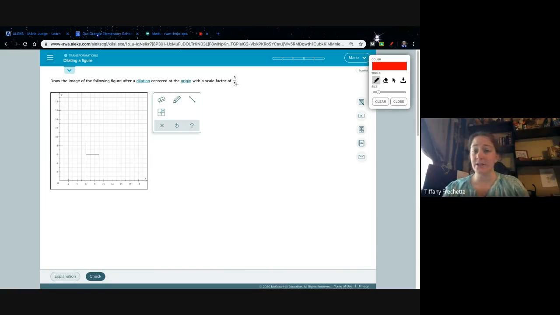Is it a little easier to look at the improper fraction when we're doing this? Yes, and I'll explain why in a moment. So first, we need the 3 points here. I need to know what these coordinates are.